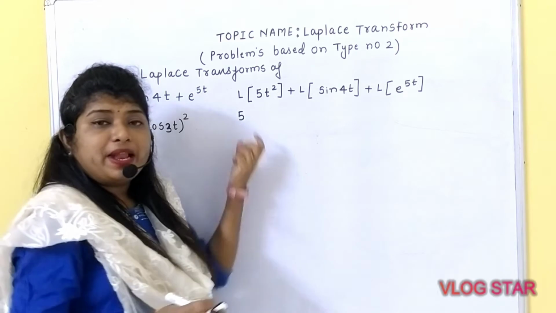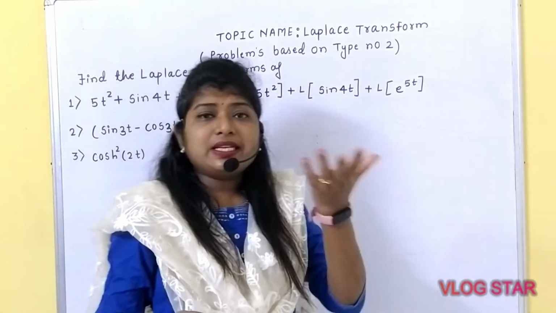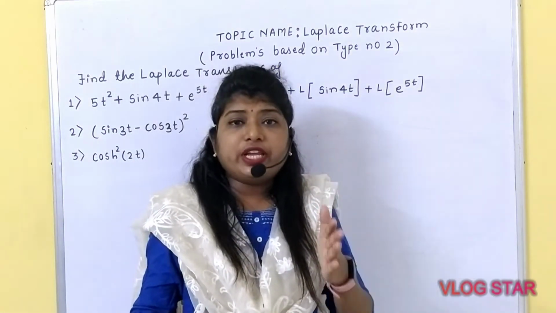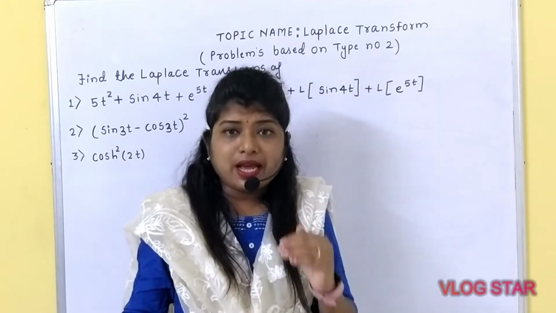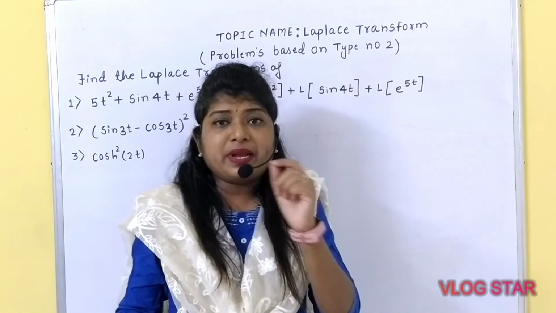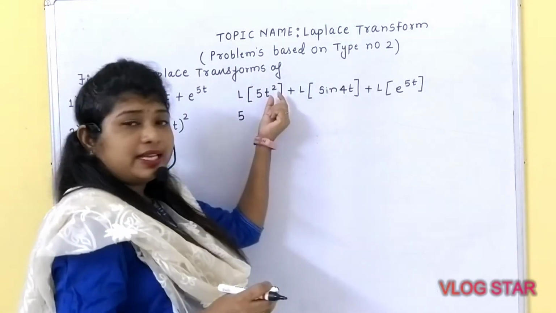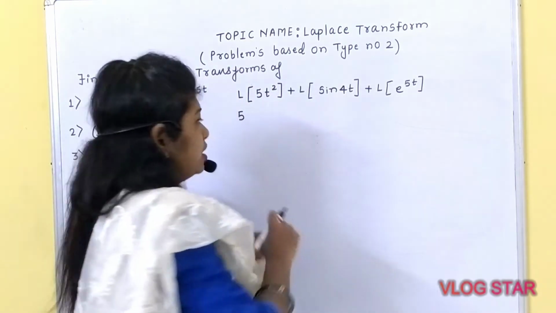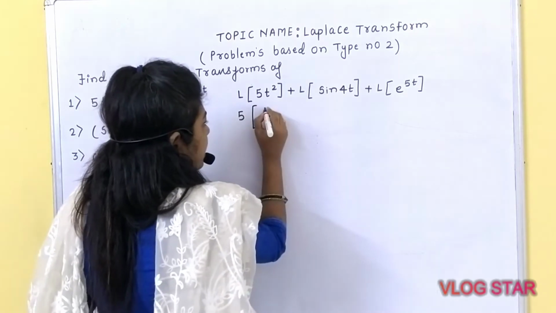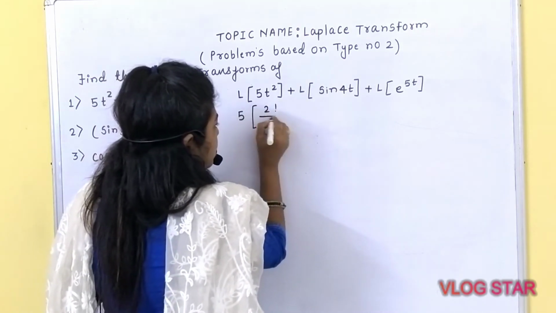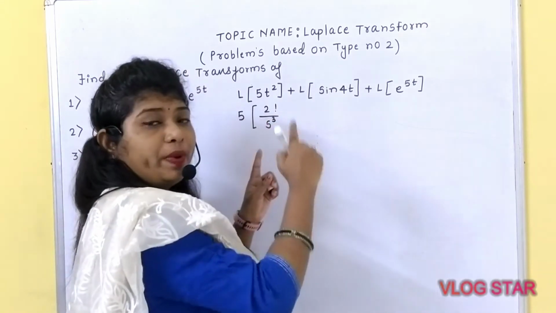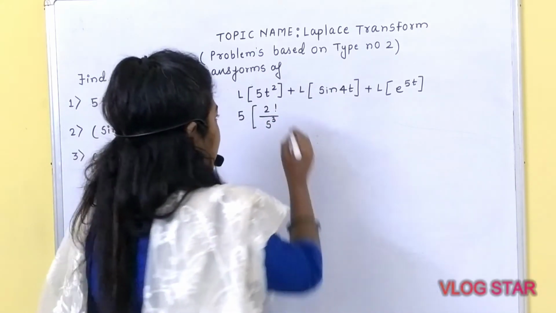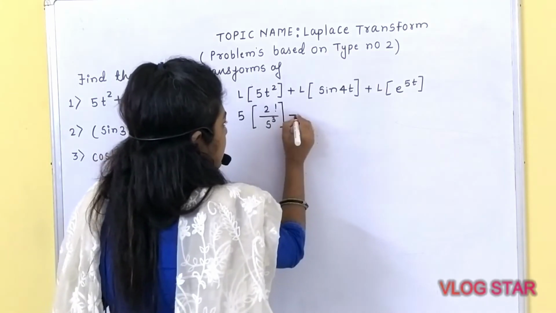So what is Laplace of t square? As per the standard result, Laplace of t raised to n is equal to n factorial upon s raised to n plus 1. So what is n in this case? It is equal to 2. So what is Laplace of t square? It is equal to 2 factorial upon s raised to 2 plus 1, that is s cube. I hope you have understood this.